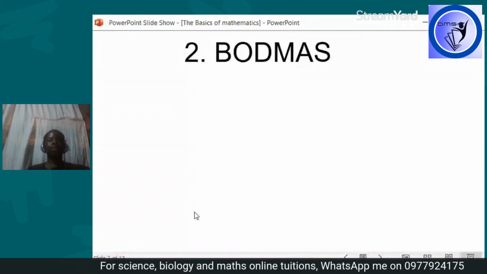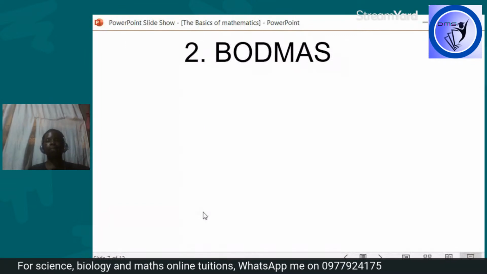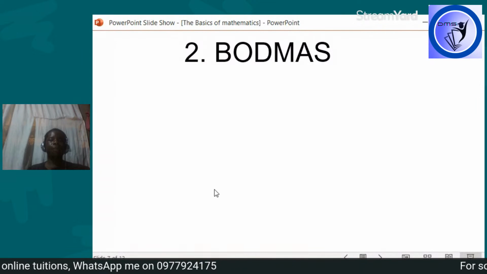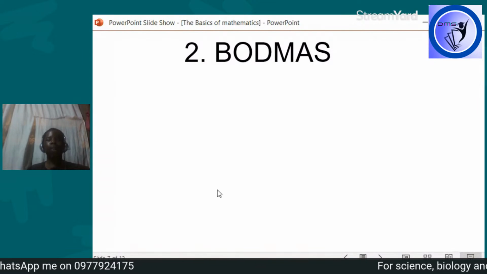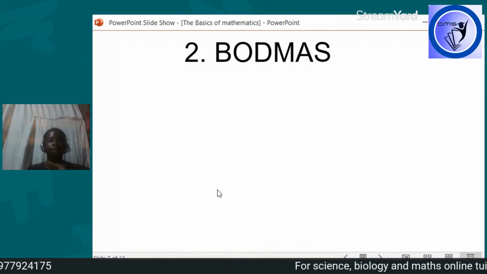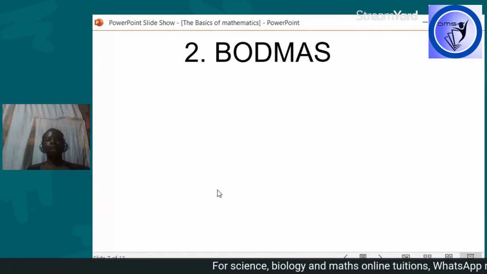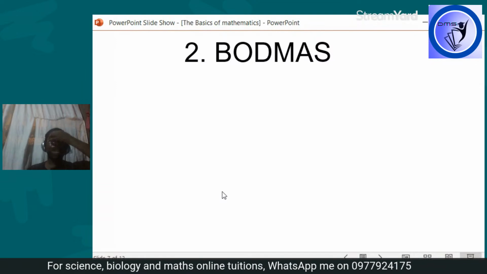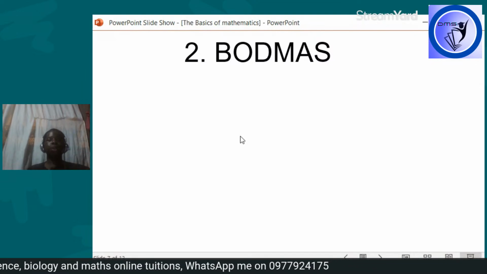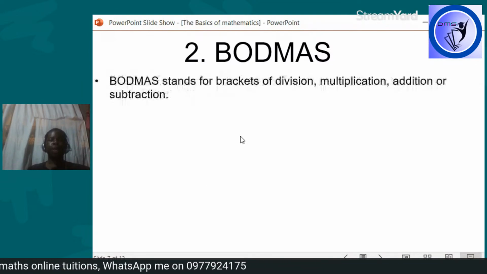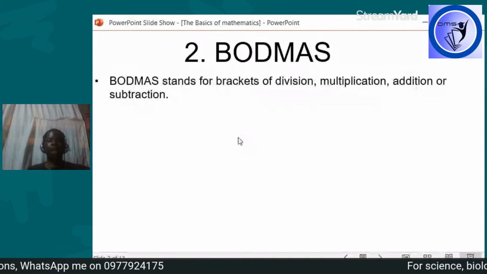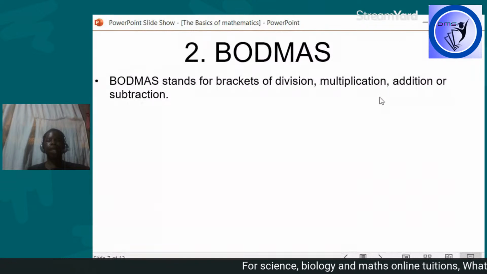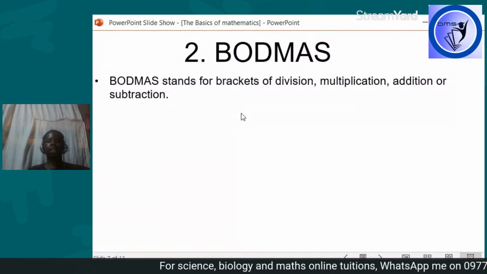Okay, now let's go to what is known as BODMAS. Very important again to understanding mathematics. If you don't have this background knowledge, then you are dead. If you don't have these basics in mathematics, you cannot do anything in mathematics. So now, what does BODMAS stand for? BODMAS stands for brackets, of, division, multiplication, addition, subtraction.